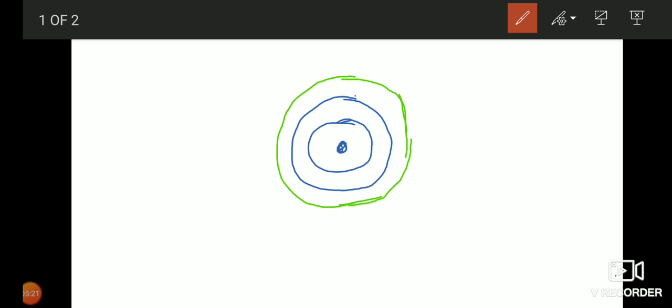Okay, now the shells are also known as orbits, as you know that. So what is an orbit, students? Orbits or shells are the imaginary paths, correct, traced by the electrons in the empty space, correct.